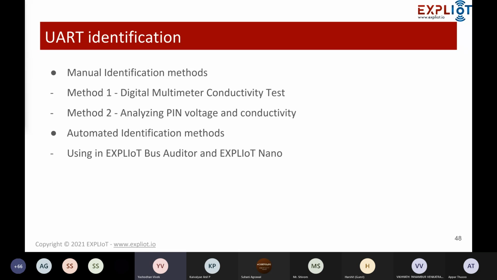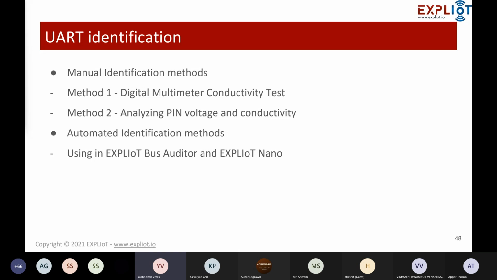Now there are two methods from the manual perspective and a single method from an automated perspective. We'll discuss both of them. So let us say you want to go with the manual method. What you need with the manual method is simply a digital multimeter to perform the conductivity test. So how do we do that?